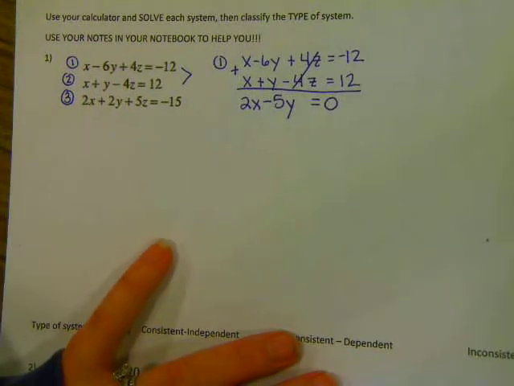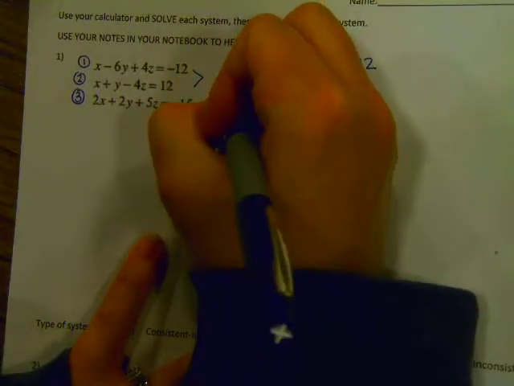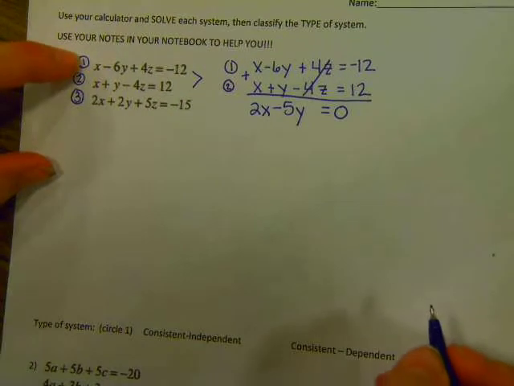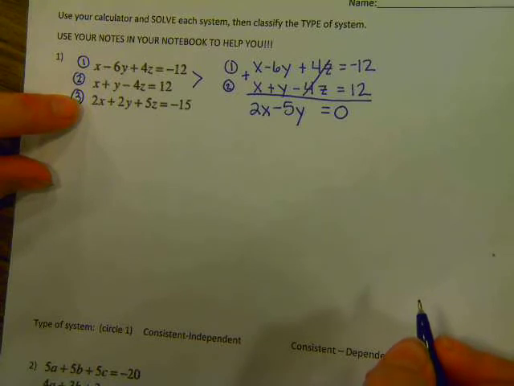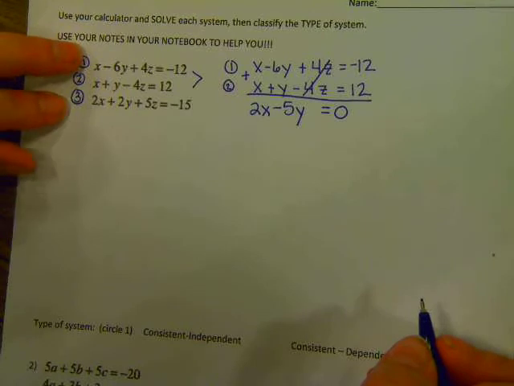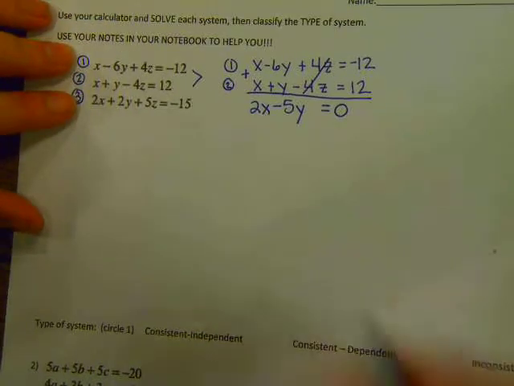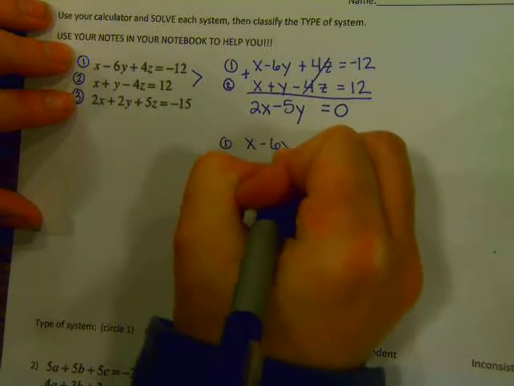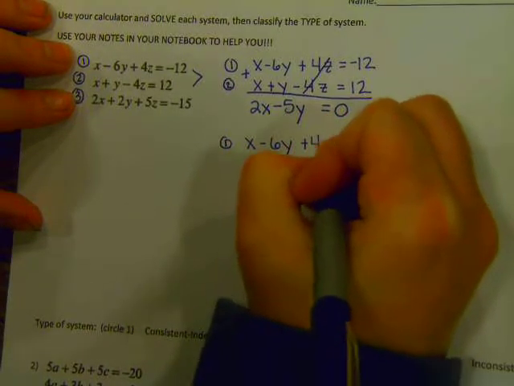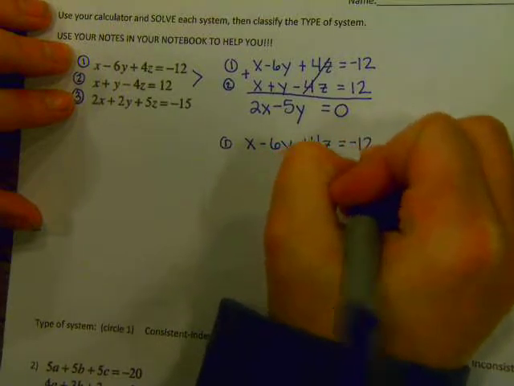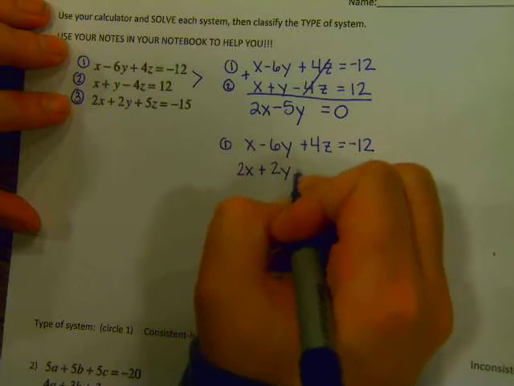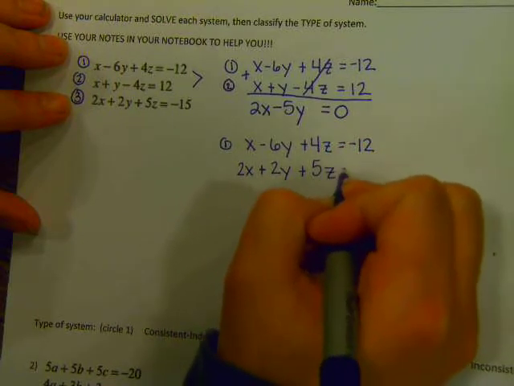So now that we've paired up equation 1 and 2, you have the option. You either choose 1 and 3 or 2 and 3. So you can pick. Why don't we go ahead and pick 1 and 3. I'm going to do that underneath here. So 1, once again, x minus 6y plus 4z equals negative 12. And 3 is 2x plus 2y plus 5z equals negative 15.